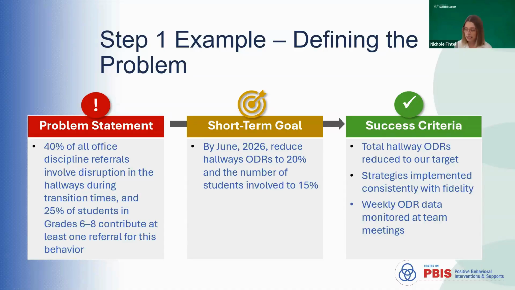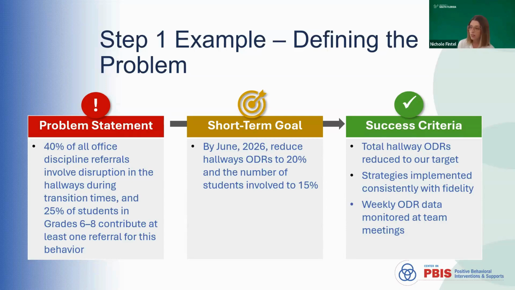So notice how specific it is. It names the behavior, the location, time of day, so during transitions, and the proportion of students involved. It also includes some short-term goals that are measurable and time-bound. They want to reduce the percentage of office discipline referrals in hallways to just 20%, and the percentage of students with an ODR for hallway disruption to 15%.